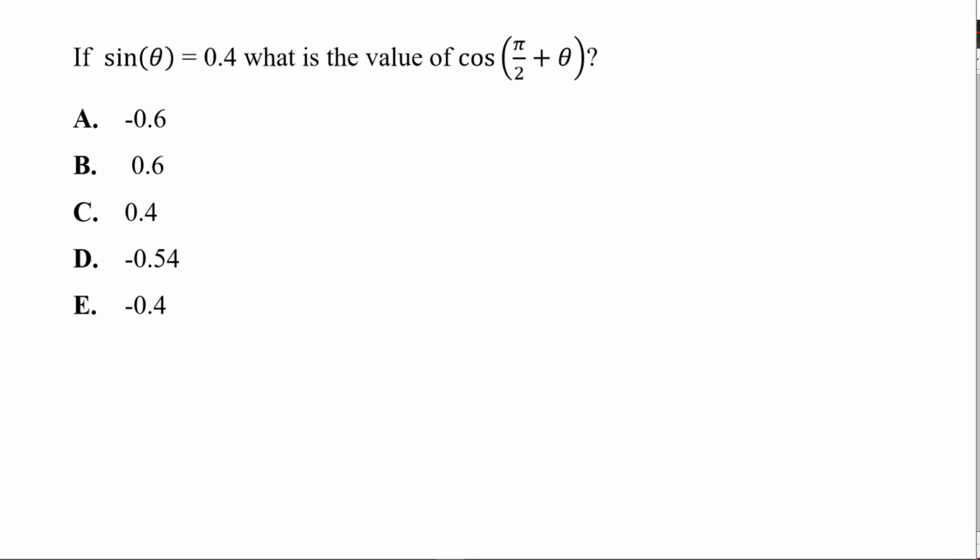Welcome. In this video, we'll be answering this question before us. It says, if sine of theta is equal to 0.4, what is the value of cos of pi on 2 plus theta? Now, this is complementary symmetry. And the reason why we know it's complementary is because we've got pi on 2.